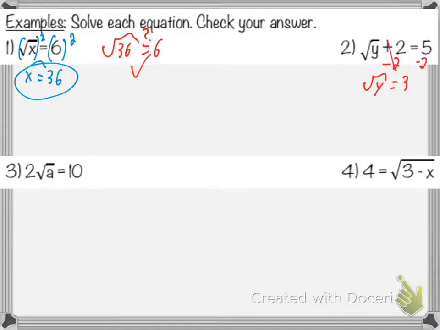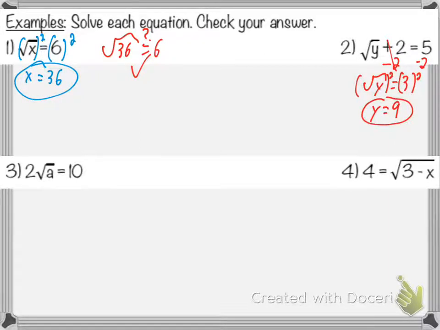Now we move on to our next step, where we square both sides of the equation. This will get rid of the radical. So square root of y squared is going to be just normal y. And 3 squared is 9, and that is our answer.